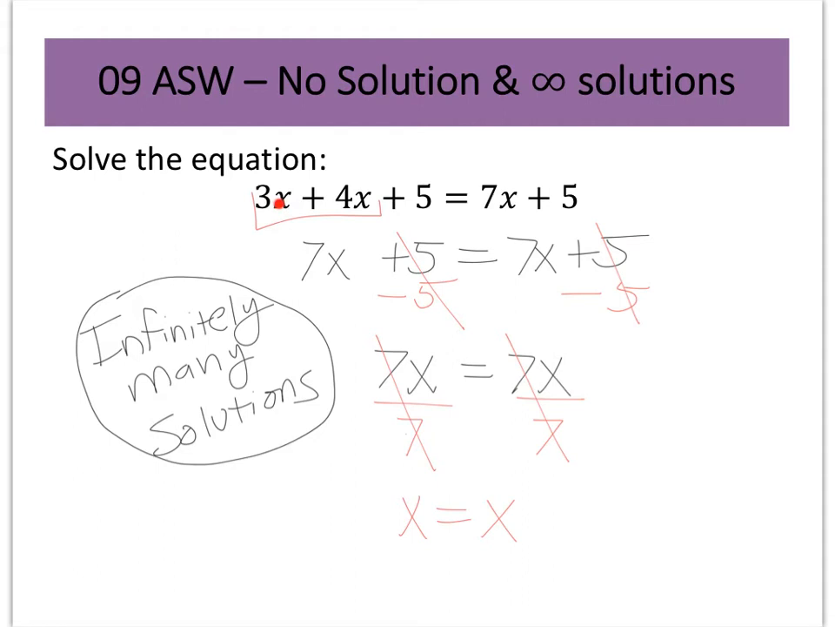Like it could be 2, or 3, or 1, or 0. And that's true. If x is 0, 3 times 0 is 0, plus 4 times 0 is 0, so that's 0 plus 5 is equal to 7 times 0, 0 plus 5. 0 plus 5 is most definitely always equal to 0 plus 5. And if I wanted to substitute 1, 3 times 1 is 3 plus 4 times 1 is 4, so 7 plus 5 is 12, and 7 times 1 is 7, plus 5 is 12. So this is also always true. When I get something that is blatantly obviously true, like x equals x, then we say that there are infinitely many solutions.